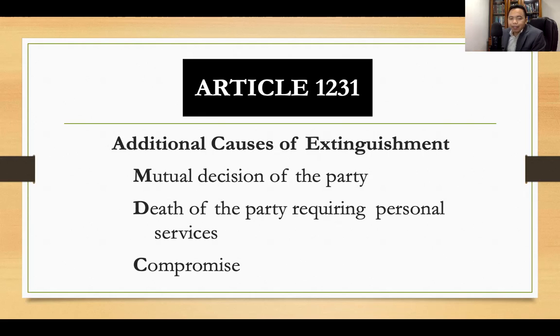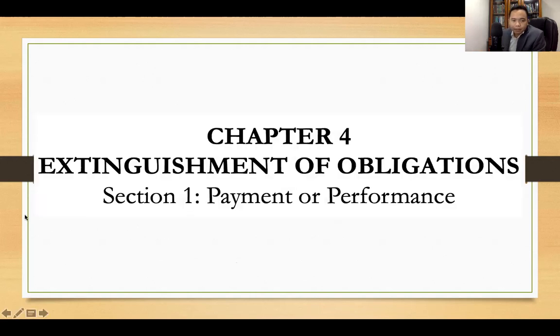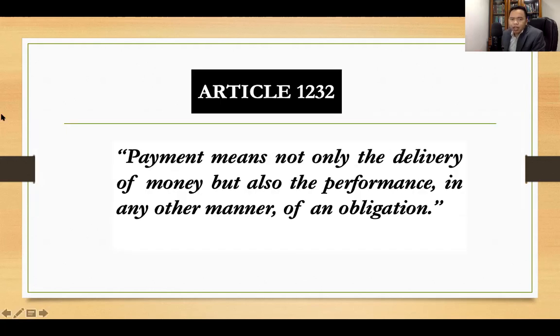Now, compromise. When you say compromise, these are the concessions given by both parties. Okay. Now, let us go to Chapter 4, Extinguishment of Obligations, Section 1, Payment or Performance. This is the first mode of extinguishment of obligation. Now, under Article 1232, payment means not only the delivery of money, but also the performance in any other manner of an obligation.